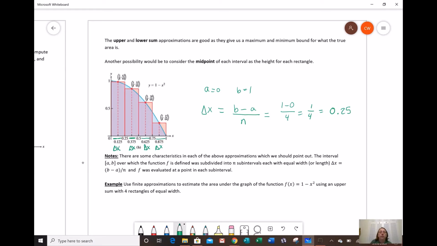So in order to find the area of each of these rectangles, what we would do is take the base, which is our delta x, and multiply by the height. The height depends on which version we did. We could have done the upper sum, the lower sum, or the midpoint sum. Which method you use determines your height for each rectangle.